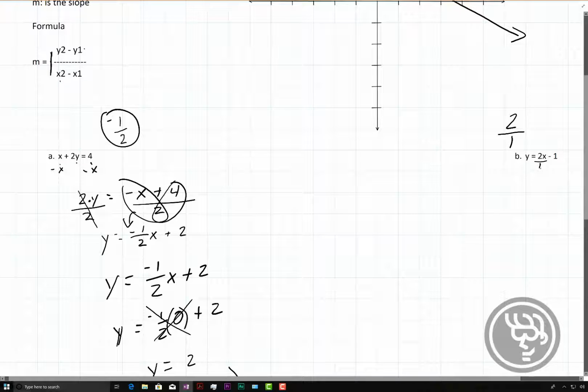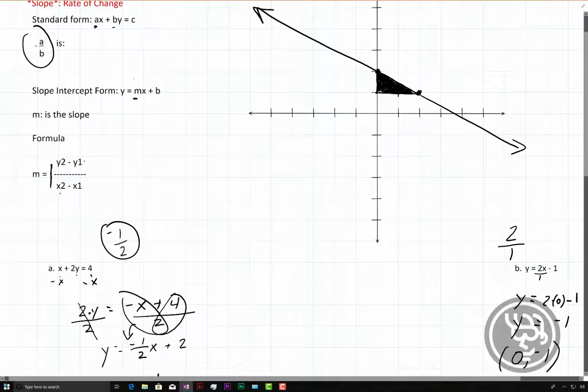Okay, that's my slope. So here, if we want a point, we just say y is equal to 2 times 0 minus 1. Well, 2 times 0 is just 0, so y is equal to minus 1. So your point would be for 0, your y is -1. So let's go ahead and graph this point. So if we go to 0, which is here, and then we go down to -1, well, this is right here.